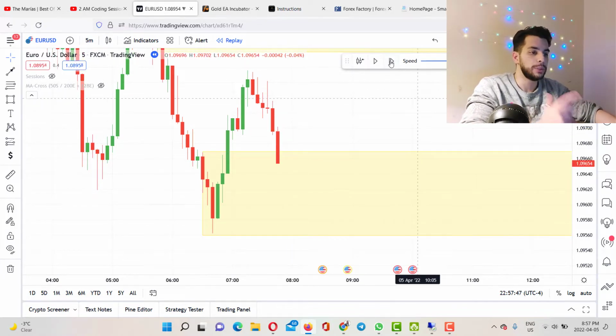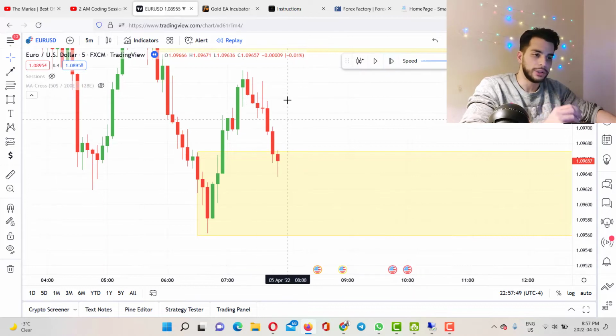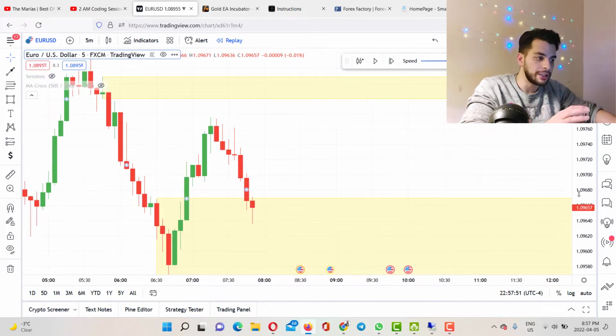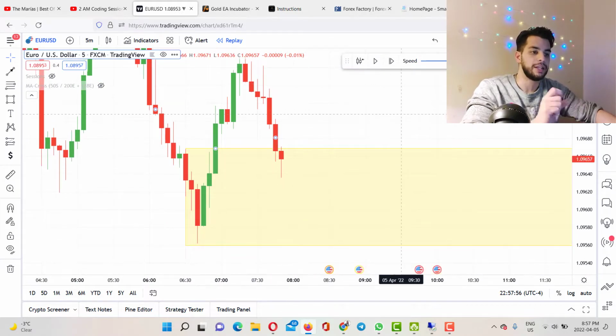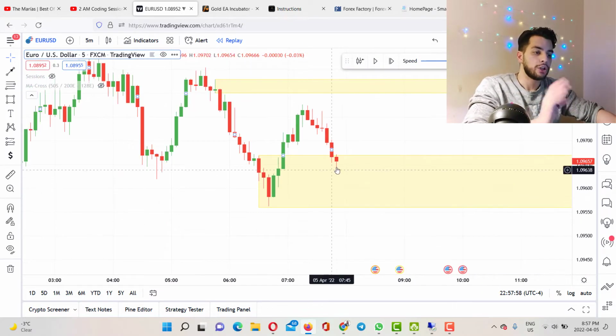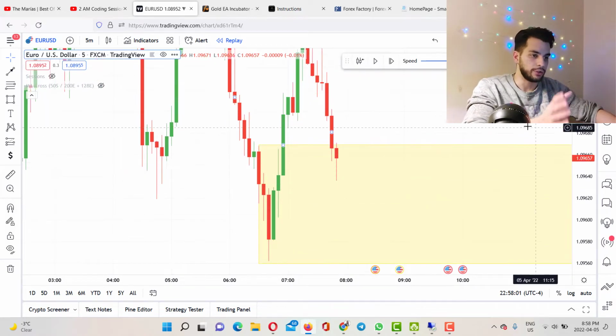So without any further ado, you see that it's actually coming down. It's all green, all red candles, and it literally tapped into this level. But I noticed something, guys. So first of all, it already tapped this. Okay, so there's no problem with that.